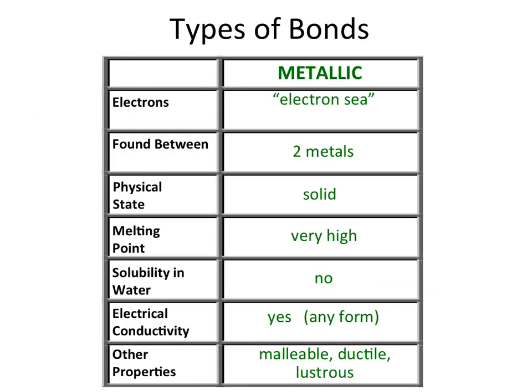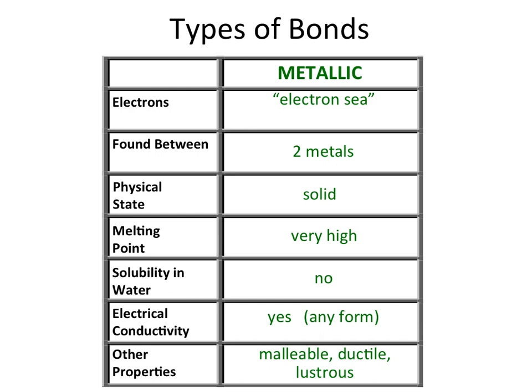We're going to take the same look at metallic bonding. In metallic bonding, there isn't a sharing of electrons, there isn't a transfer of electrons, but there's an actual electron sea. We'll look at a diagram that helps us understand that in a little bit. Metallic bonding occurs between, surprise, surprise, metals. Metals are usually solid. Obviously, there is an exception.